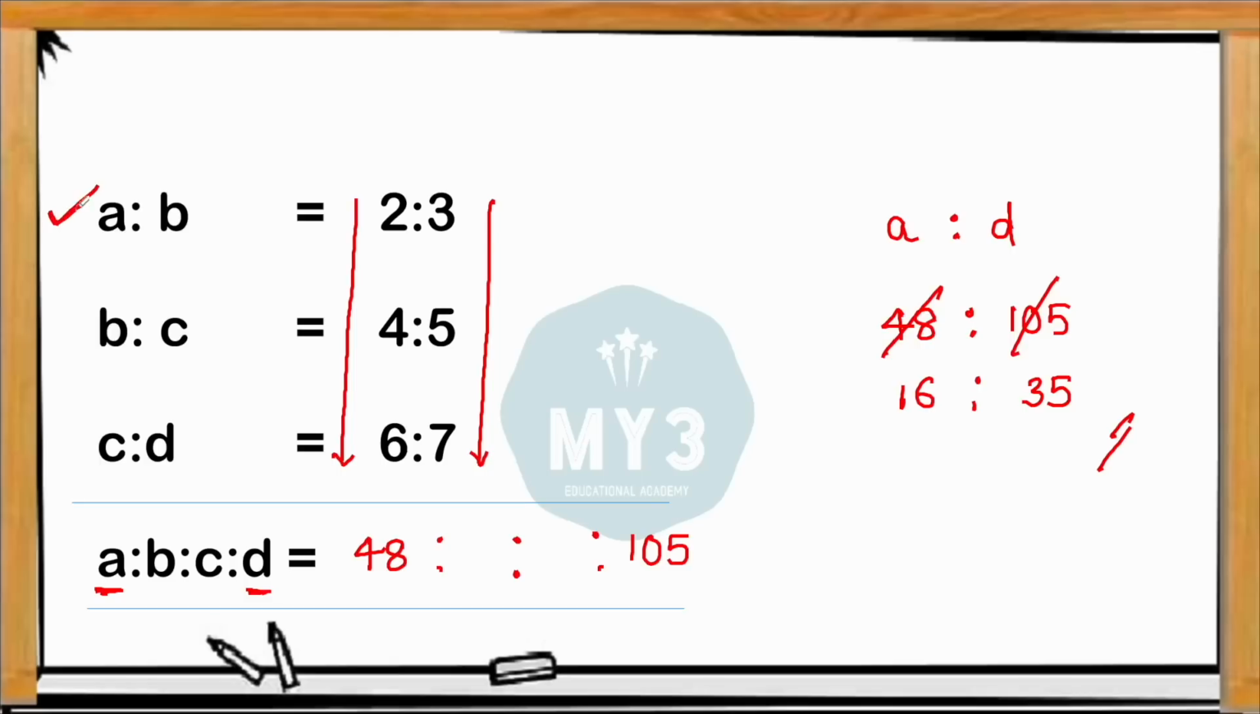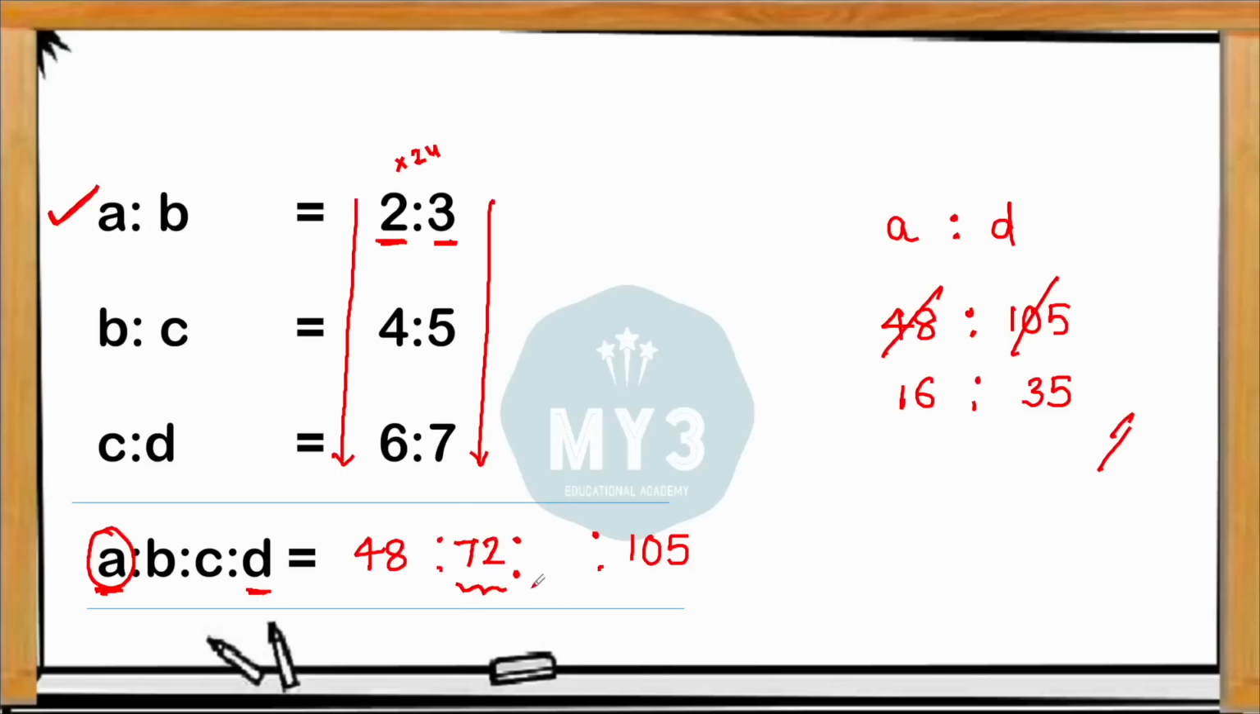See, I have A is to B and I have a complete value for A. What is A value? 48. A is going to be 2 parts here. 2 parts is 48. So what is the multiplier? 2 into 24 is 48, right? So if 2 parts become 48, 3 parts will become what? 2 into 24 is 48, 3 into 24 is 72. That is the value of B.